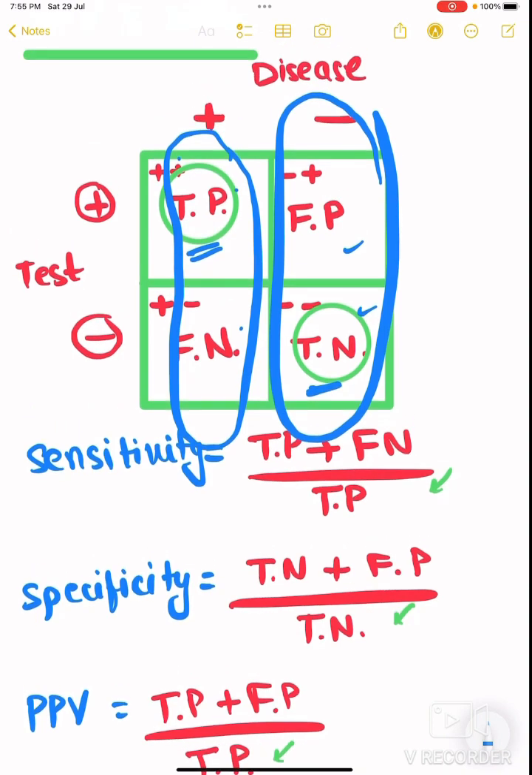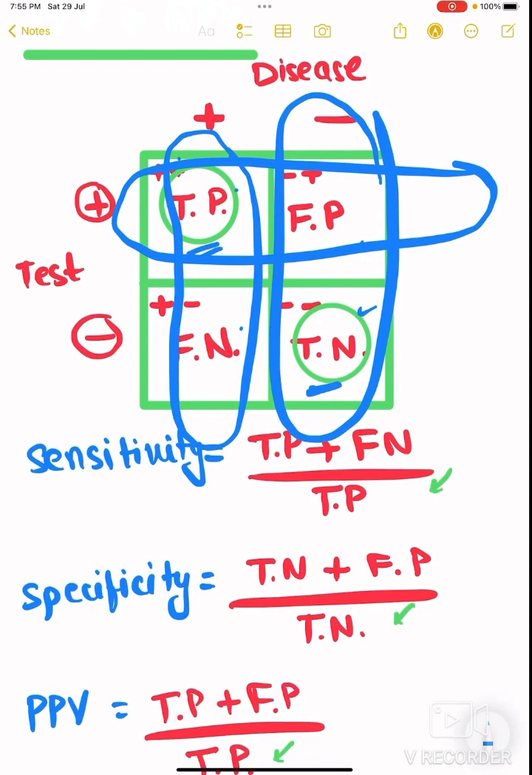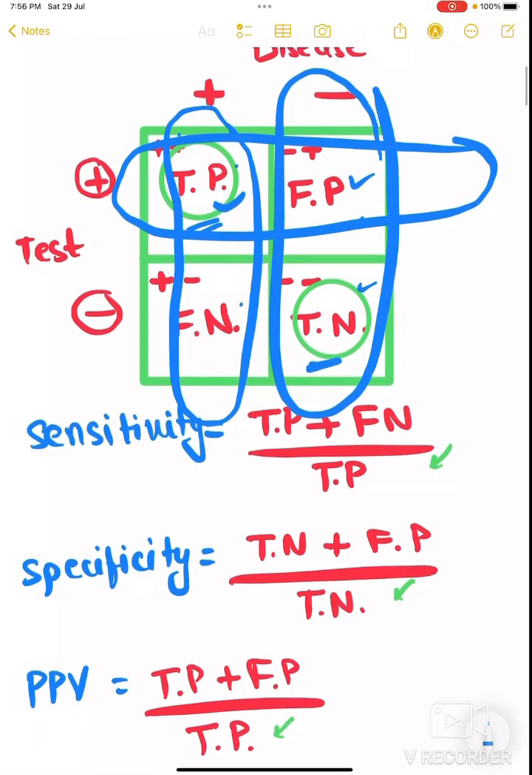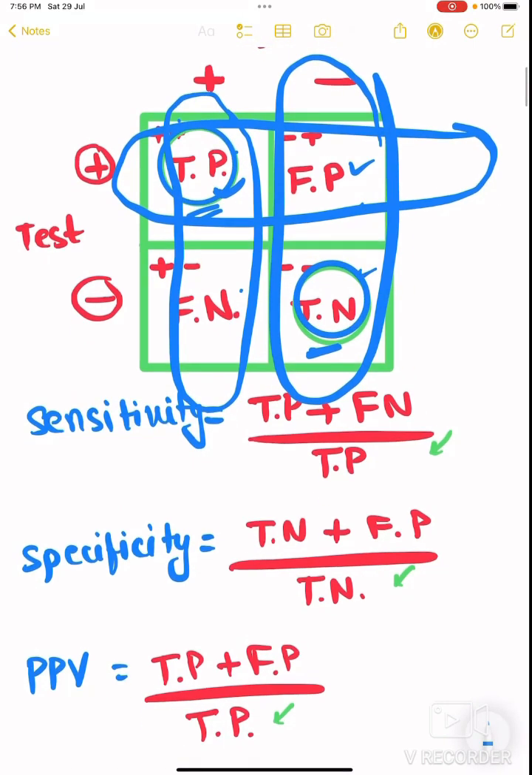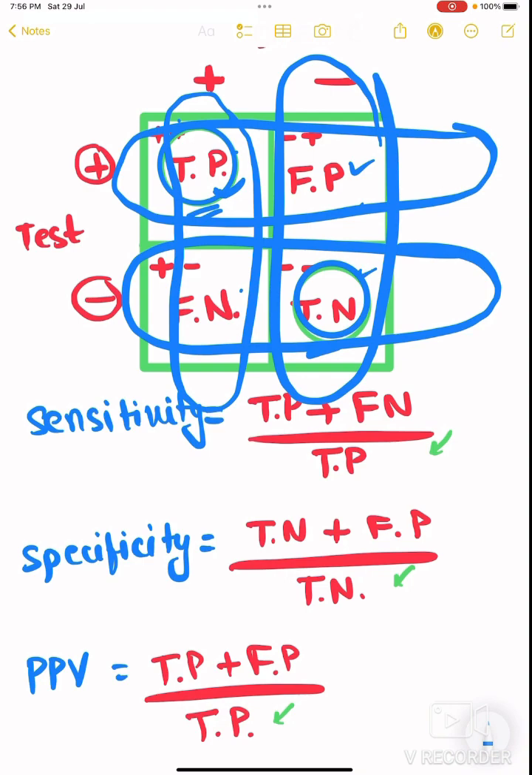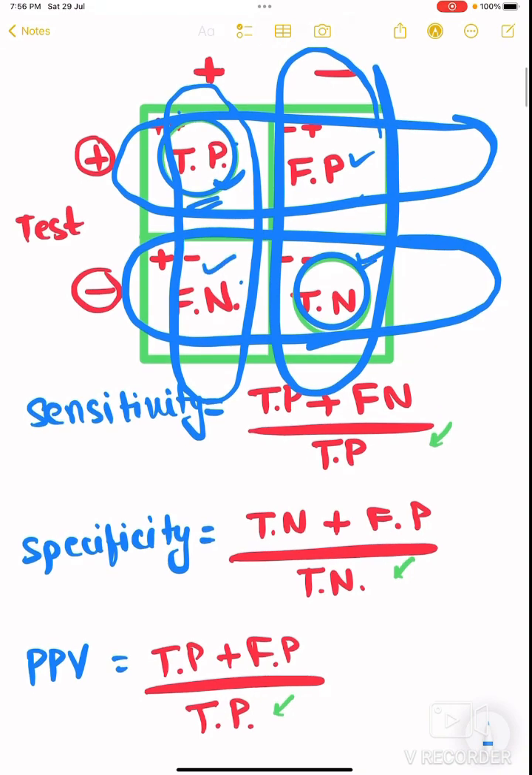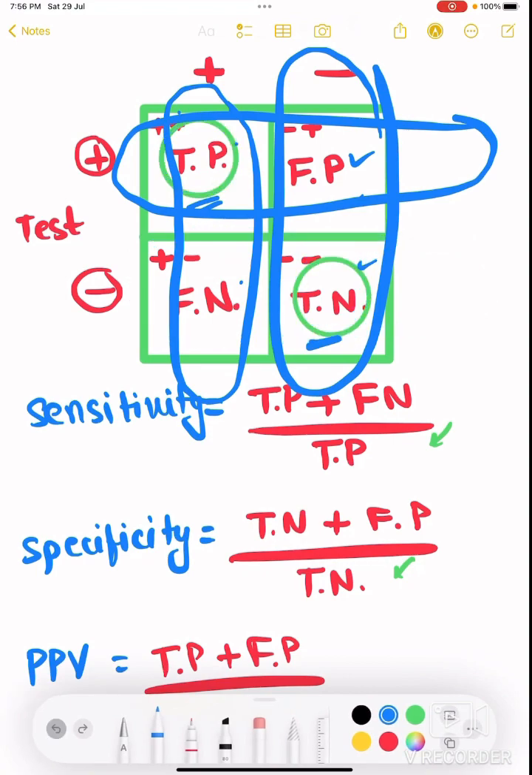For positive predictive value, you use this one. You add these two boxes and the numerator will be true positive, because it will always be either true positive or true negative. For negative predictive value, you add these two boxes and the numerator will be true negative. It is as easy and as simple as that.